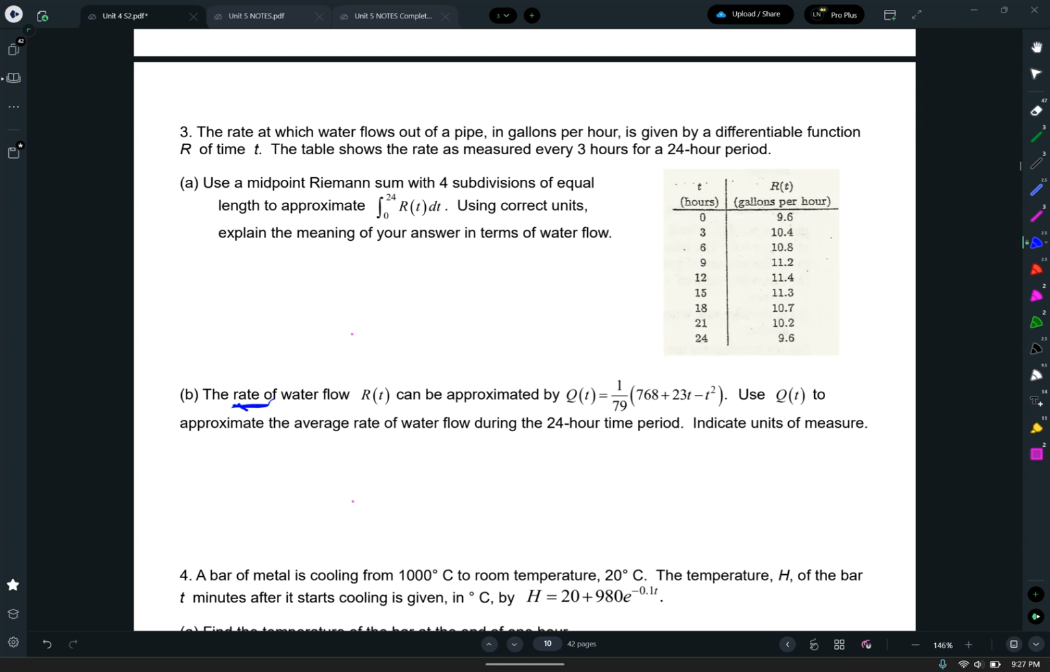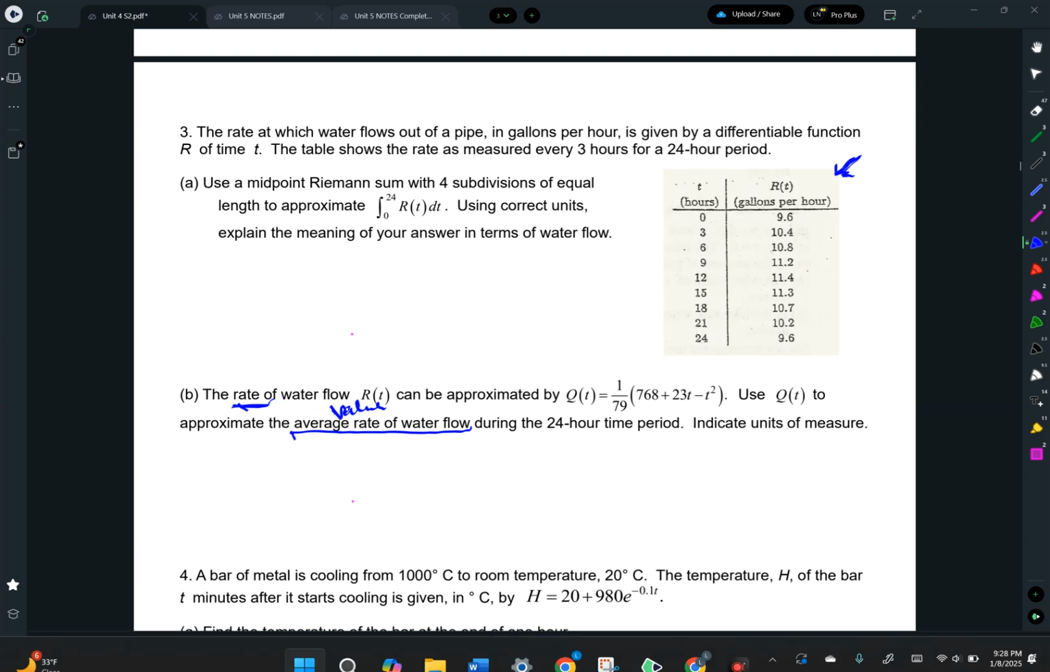Up on part A, they just gave me the table of values for the rate, but down here on part B, they're actually giving me the equation. So Q is the rate. It says to use this equation, use Q, use the rate, to approximate the average rate of water flow. So you can use the concept of average value. You can think of this as the average value of water flow.